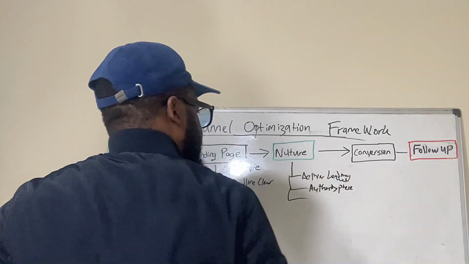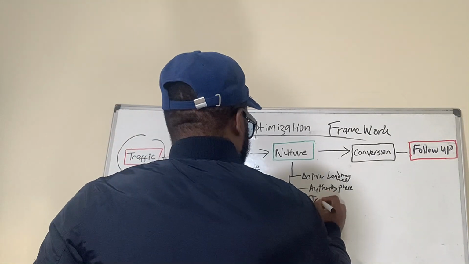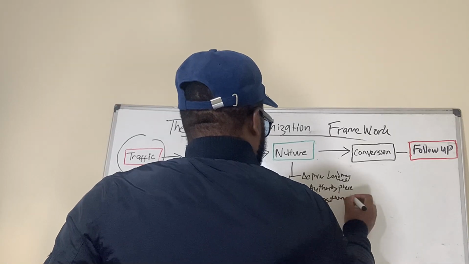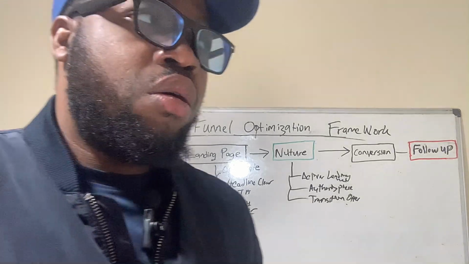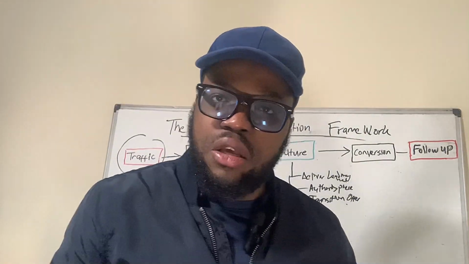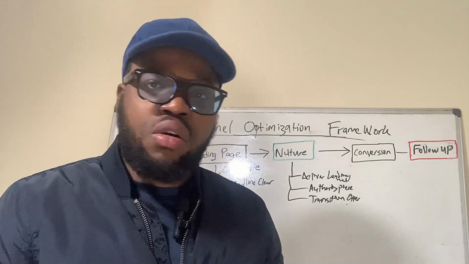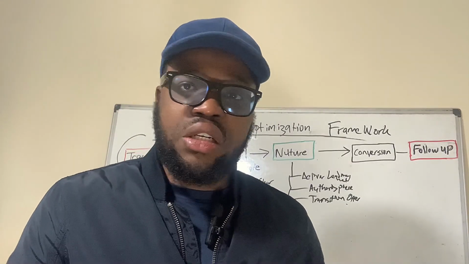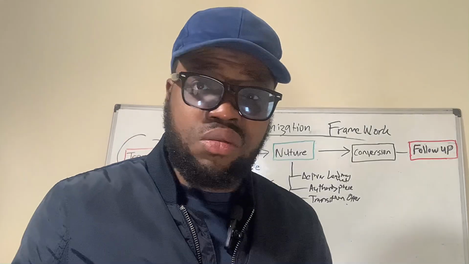You share an authority piece, and then you transition to the main offer. The major mistake most people make here is they try to have a long email sequence, trying to nurture and nurture and nurture. So the first thing is, after you have delivered your lead magnet, the best thing is just to transition to the sale.